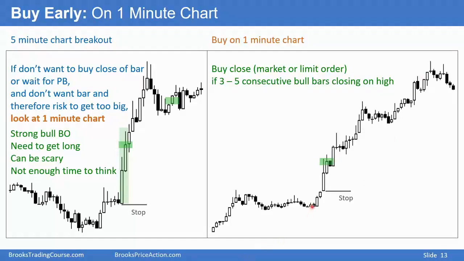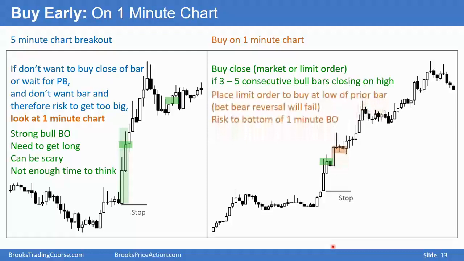As soon as I see 3, 4, or 5 consecutive bull bars, especially with 2 or 3 of them closing on or near their highs, and with the bodies getting pretty big, the odds are we're going to go at least a little bit higher. And therefore, I can buy for any reason. I can bet that the reversal down will fail. I can buy with a limit order at the low of this bar, or I can bet the breakout will fail and buy above the high of this bar.